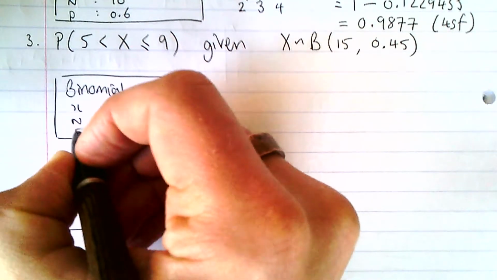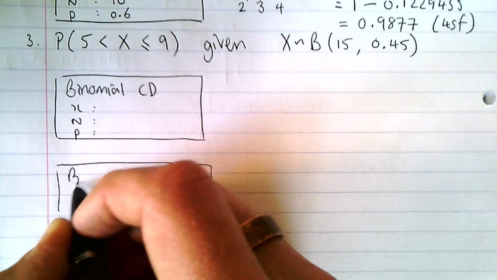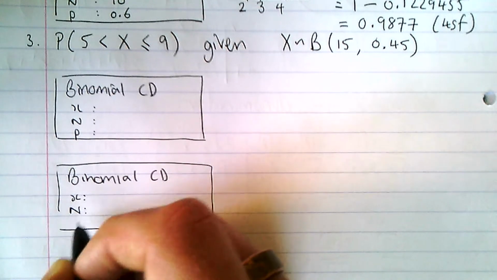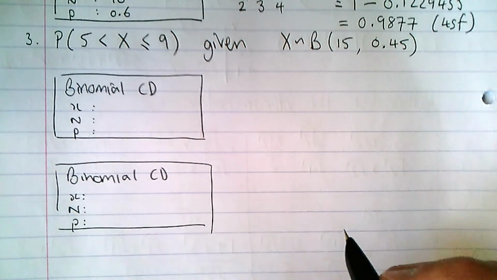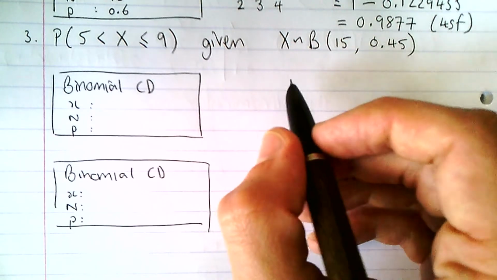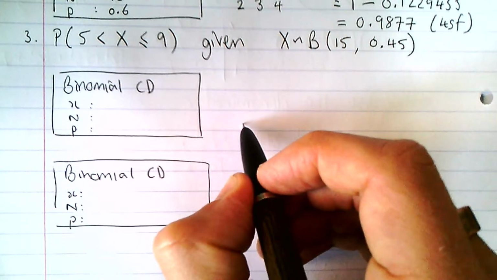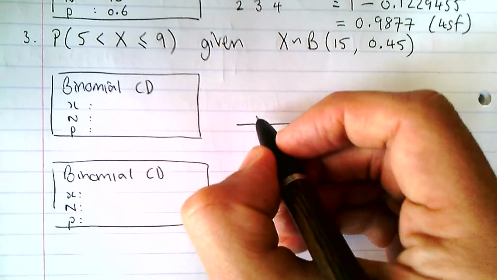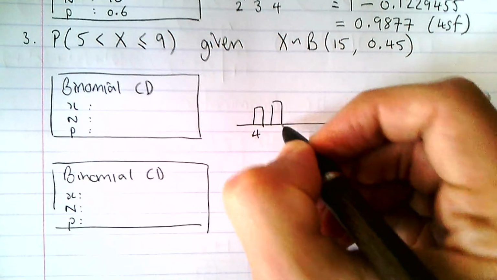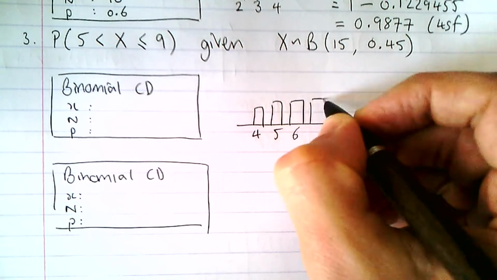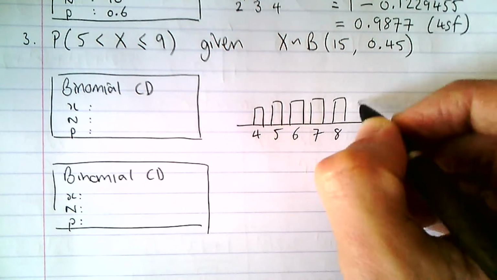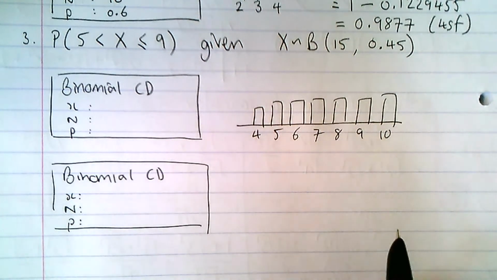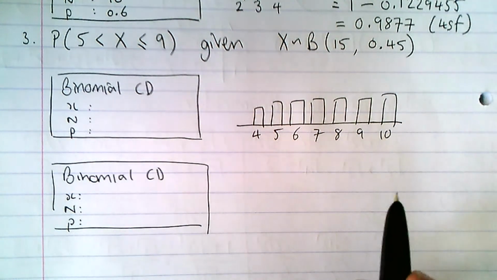x, n, p, binomial CD, x, n, p, and then we have our bars. So I'm just going to draw my bars here. Now we're going from bar 5 up to bar 9, so I'm going to start at bar 4 because that's one below it, and then I'm going to do 5, 6, 7, 8, 9, I'm going to draw 10. Now I know what you're thinking, sir, I don't like diagrams, I don't want to draw a diagram, and I understand that.